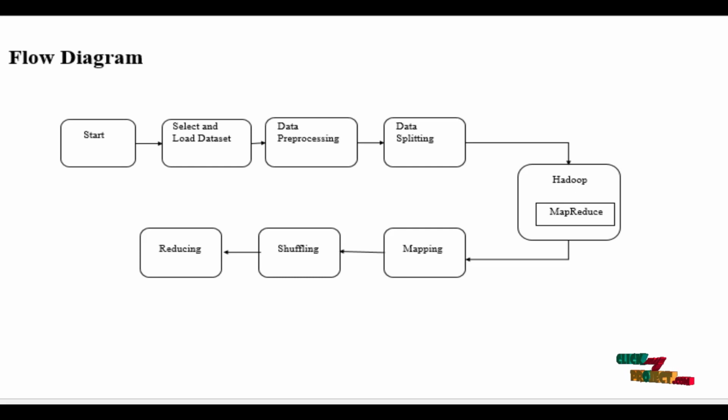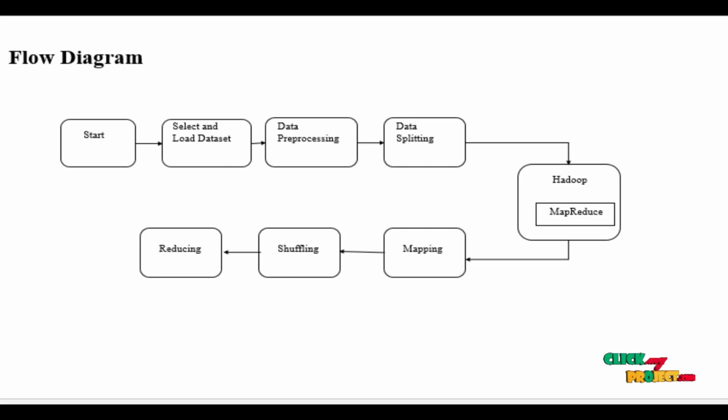Next, we are using the Hadoop-based MapReduce technique. First, mapping. In this mapping, data in each split is passed to a mapping function to produce output values. In our example, the job of the mapping phase is to count the number of occurrences of each word, where each word is a disease, from the input splits, and prepare a list in the form of word and frequency.